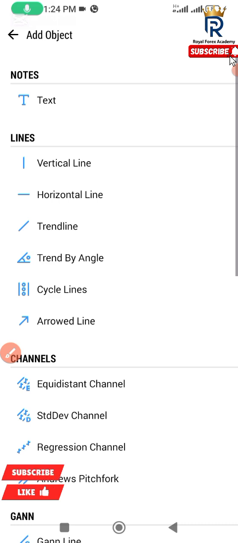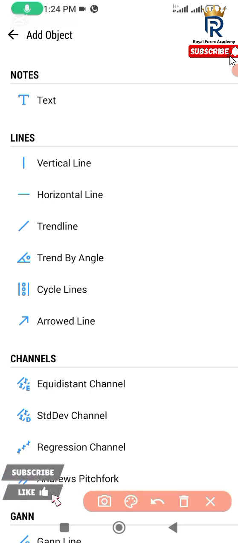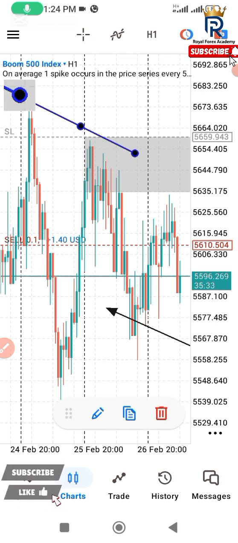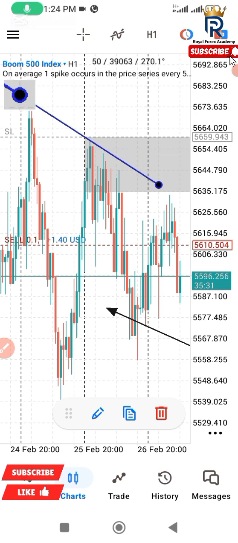When you tap on this plus sign, you will begin to see several things that you need. You can see vertical line, horizontal line, trend line. So you tap on the trend line. Then you can come to anywhere on your screen and place it. So I just draw it on my screen.